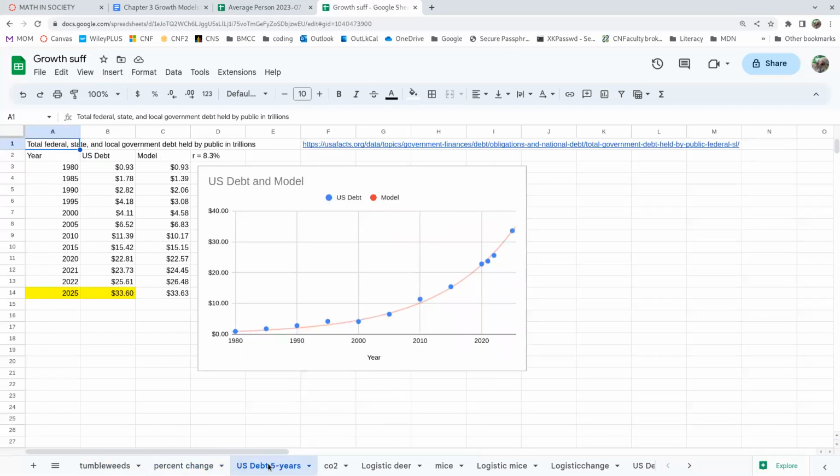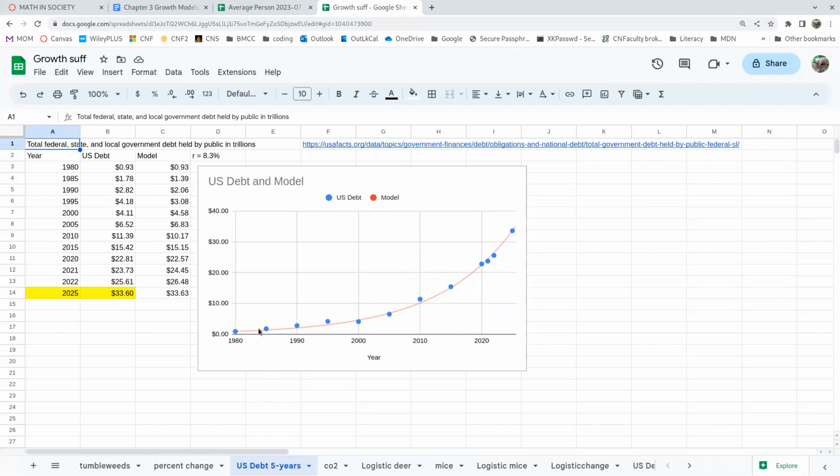So if we take a look at the United States debt here, and these numbers are in trillions of dollars here. So this isn't $1.78, it's $1,780,000,000 would be the US debt in 85. And in 2022, the US debt was about 25 trillion.